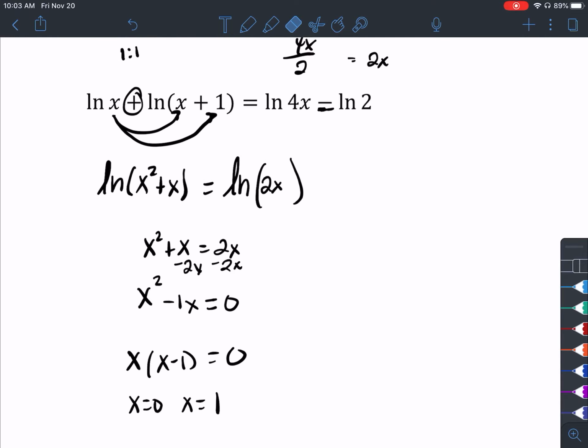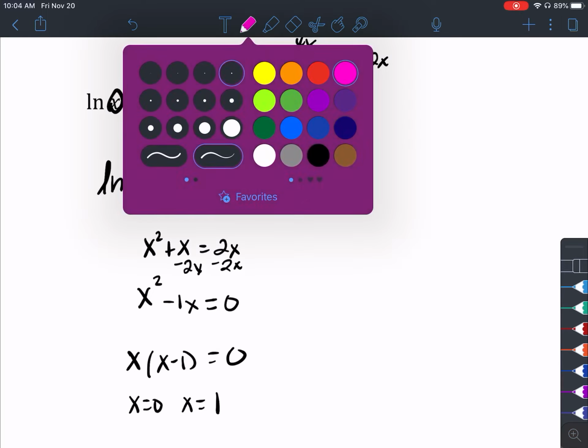Just again, we always have to go back and double check. Do these work? So we're going to start here with 0. Well, that one doesn't work right off the bat.